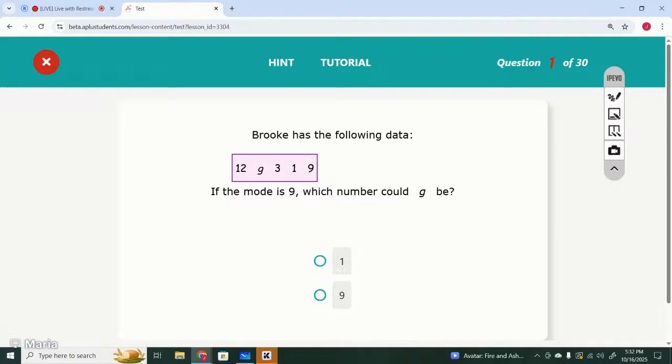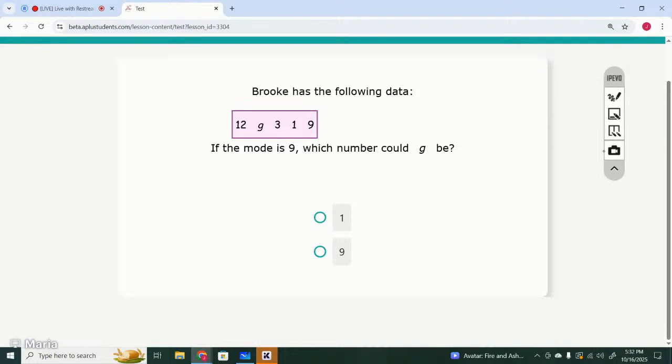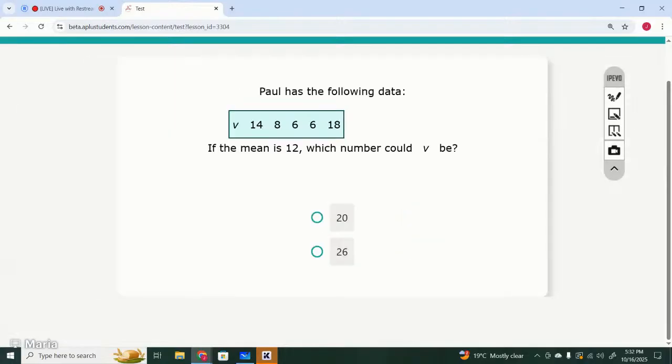Brooke has the following data. If the mode is 9, what number could G be? The correct option is 9 because G is the number that appears the most in the given data.